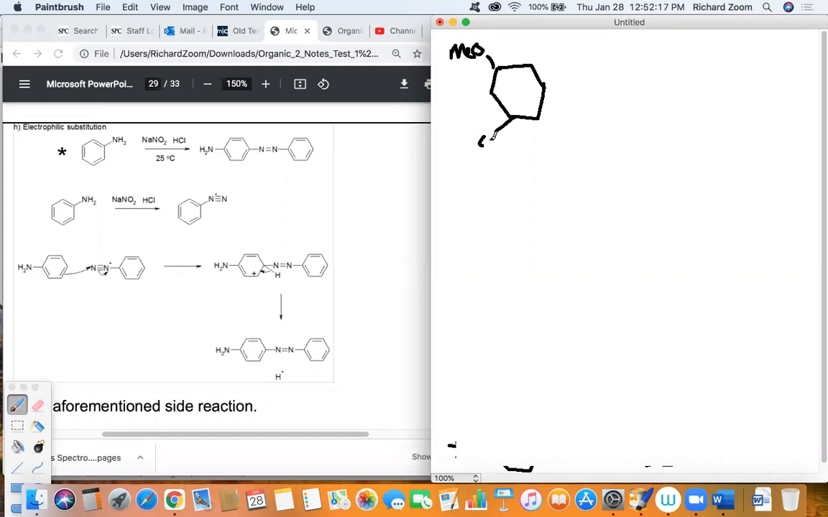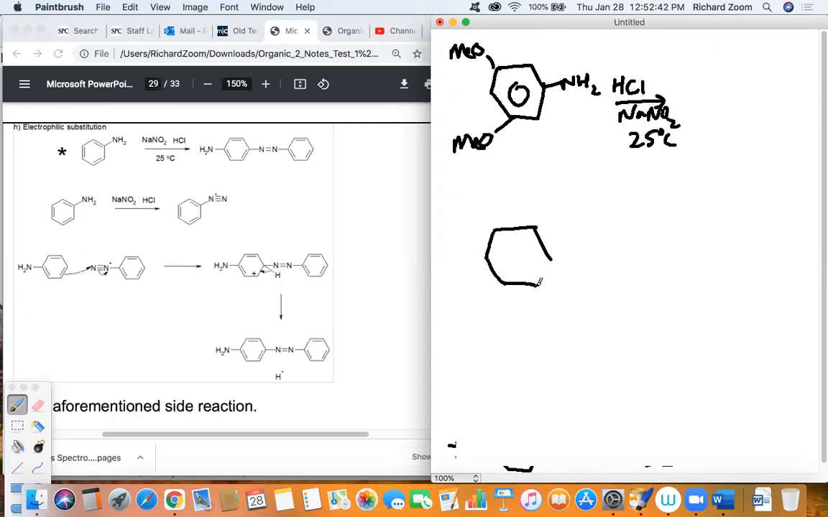So I'm going to put two OMe groups on here, as well as the NH2. And then we'll treat this with HCl, NaNO2, and 25 degrees Celsius. So the first thing you can do here is just to draw.